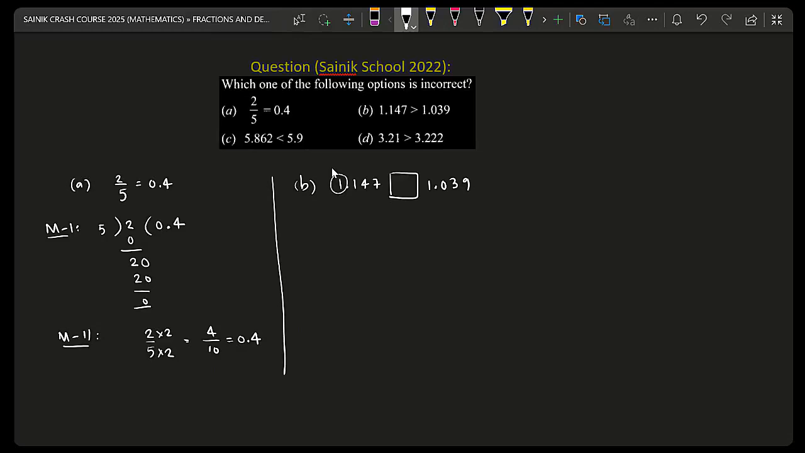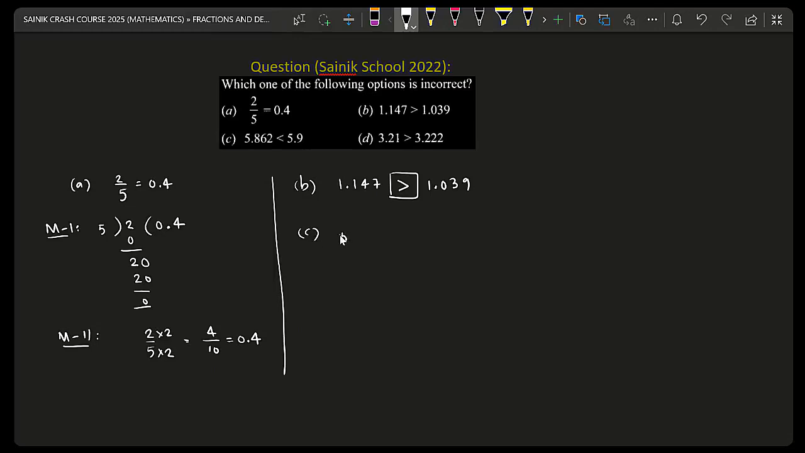What is the whole part in the first decimal? Sir, 1. What is the whole part in the second decimal? 1. They are equal, so we cannot compare. We go to the tens place, 1 and 0. Here only we get the comparison. 1 is greater or 0 is greater? Sir, 1. So we can say greater than. So option B is correct or wrong? Sir, correct. Now we'll go to option C.